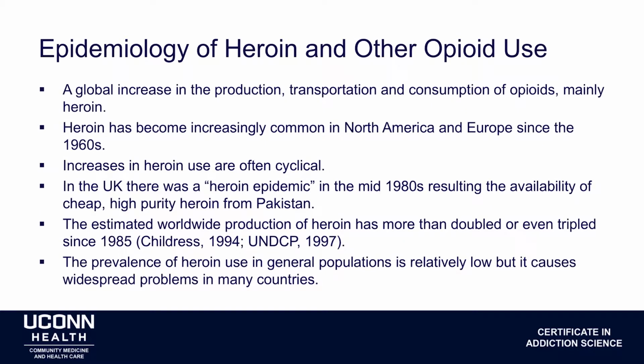Heroin use is a growing problem in several countries now, and it is a part of a new epidemic of both licit and illicit substances. Globally, there's been an increase in heroin production around the world, and during the 1960s, heroin, particularly injectable heroin, became prevalent in the United States. In the United Kingdom, we've had epidemics in the 1980s where cheap, pure, high-quality heroin was imported from Pakistan.